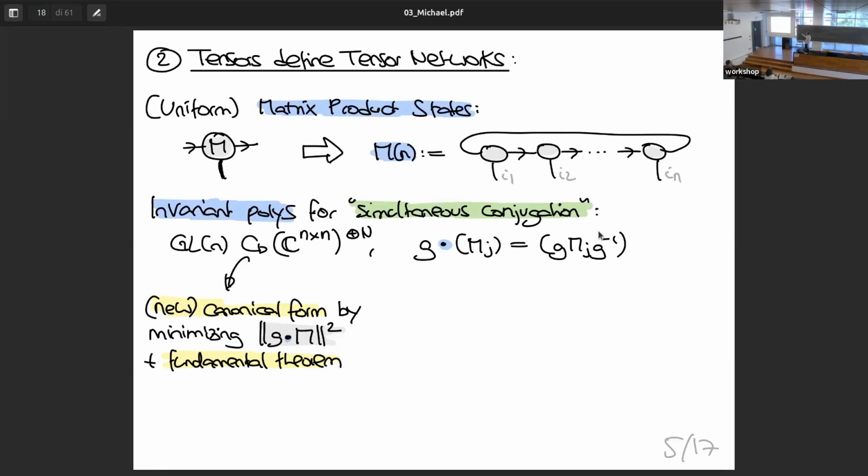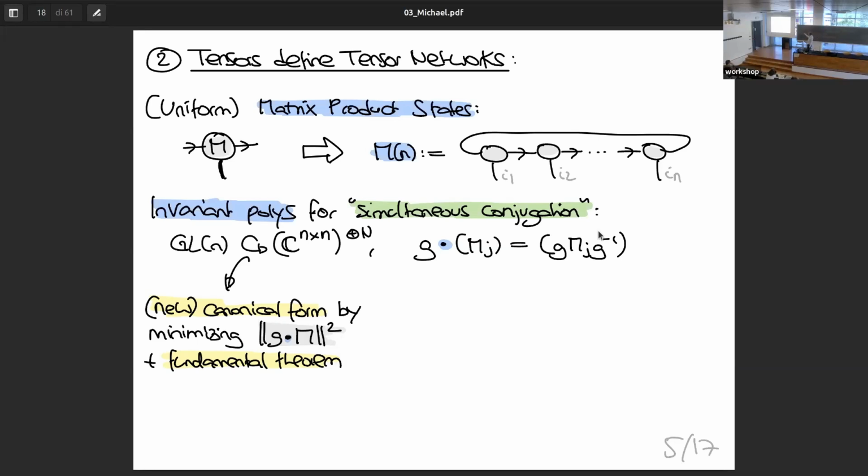If you take your matrix tuple here and you act by G on the right and G inverse here, that of course preserves this object, because you have G inverse, G inverse all the time on the bonds, like the right G of the previous tensor and the left G inverse from the next tensor. And because of the periodic boundary, it works all the way around.